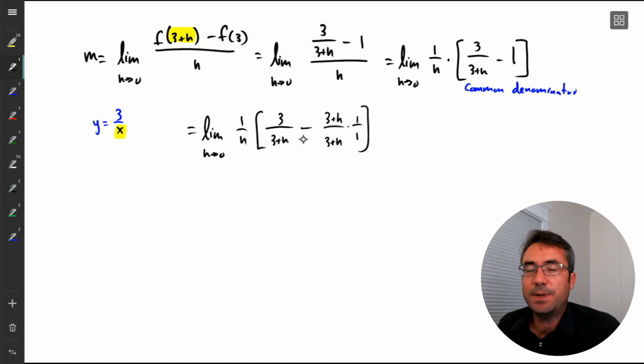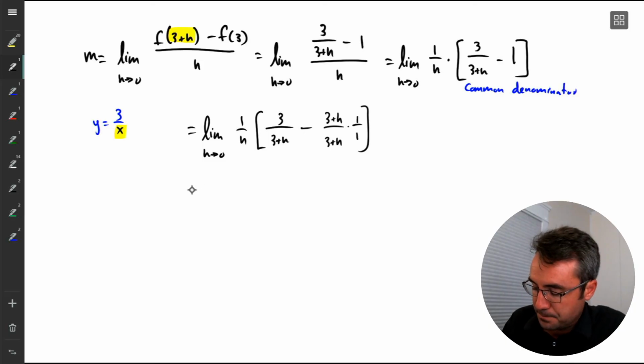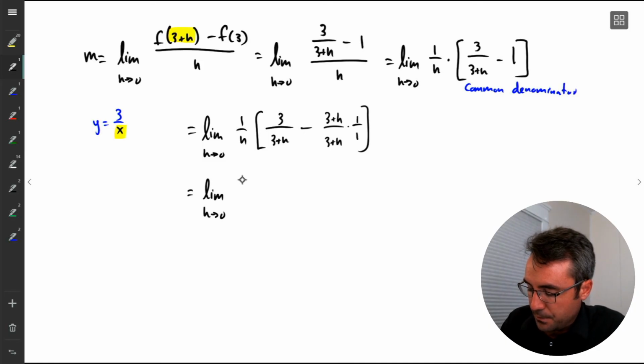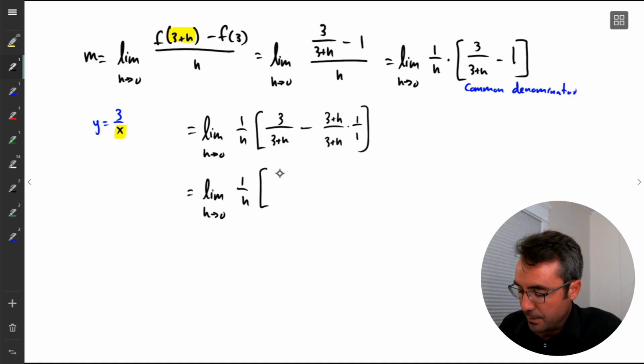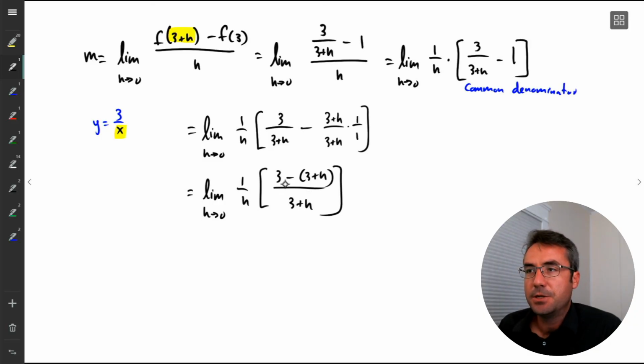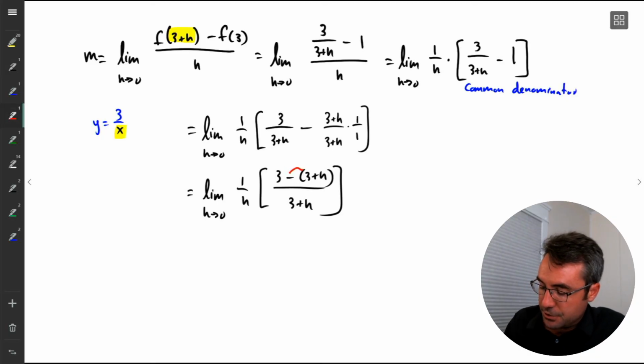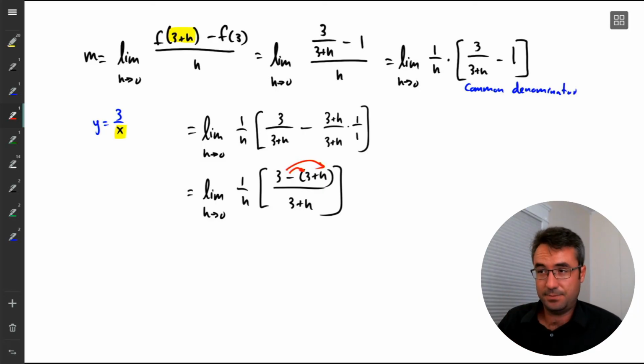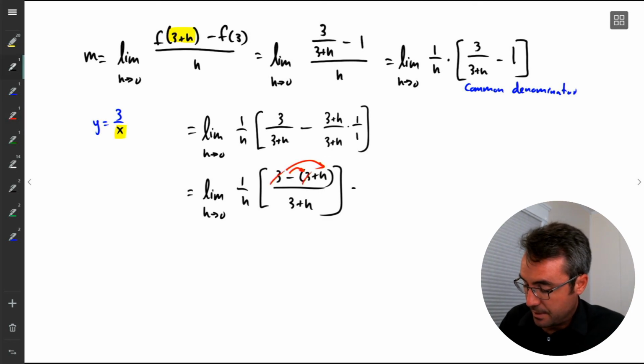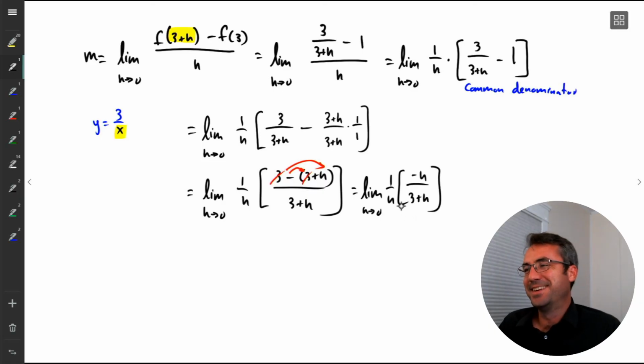All right, so once we get this, we can actually do the subtraction. We can combine those two fractions. So when we do that, I get the limit as h goes to 0, we have the 1 over h in front, and then we combine the numerators. So I get 3 minus 3 plus h all over 3 plus h. Do the subtraction, and just to be careful here, I'm going to distribute the negative to the 3 and the h. Easy to miss that. The 3's cancel. That's nice. And then we're left with the limit as h goes to 0 of 1 over h and then negative h over 3 plus h. A lot of h's. Just seemed like I kept saying h. Probably have. All right, so now we're getting there.